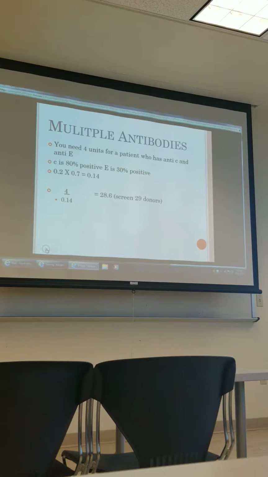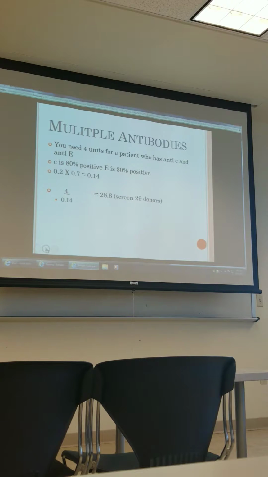So if you knew that you needed to screen 29 units to find the antigen combination that you needed, you would just kind of set yourself up to spend a good portion of your day typing units, because it's going to take a while to do that. And you guys will see that when we get into the lab today, because that's what we're going to do. Whereas the other one, we only had to screen 7. That wasn't such a big deal.